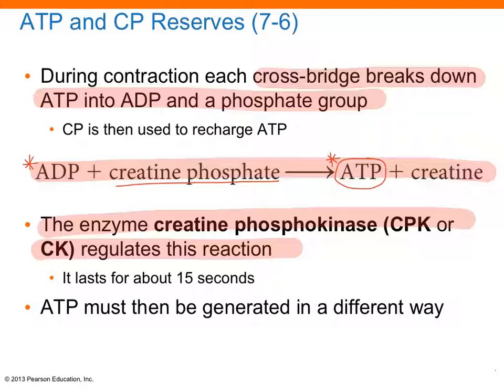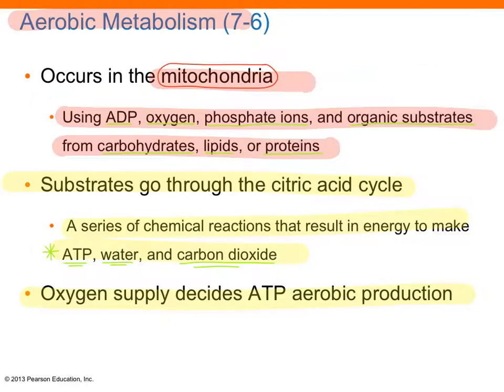Now we're going to talk about energy systems, ATP and CP reserves. During contraction, each cross bridge breaks down ATP to ADP and a phosphate group. ADP plus creatine phosphate equals ATP plus creatine. The enzyme creatine phosphokinase, or CPK, regulates this reaction. This energy system only lasts about 15 seconds.